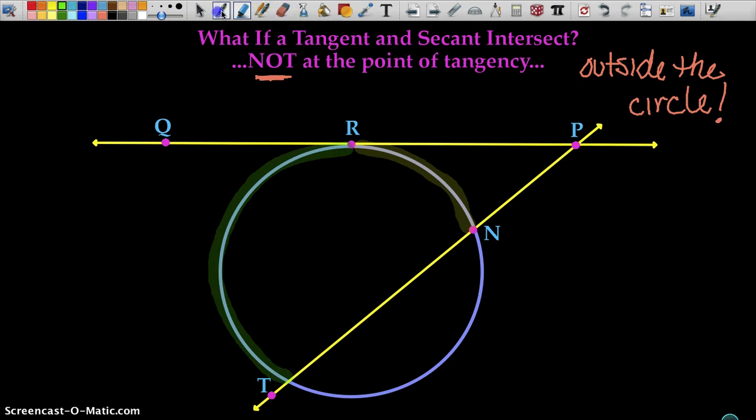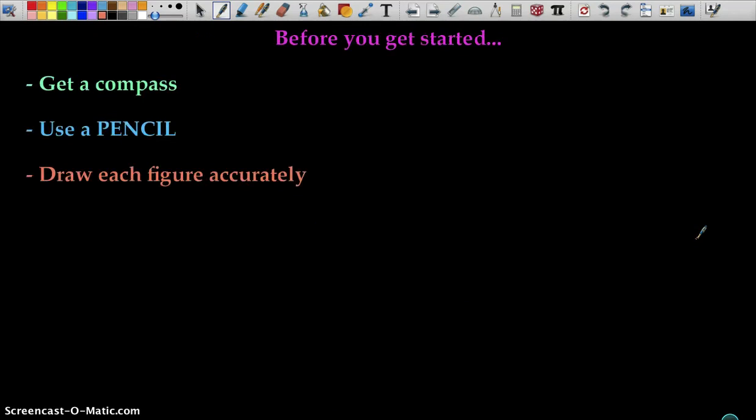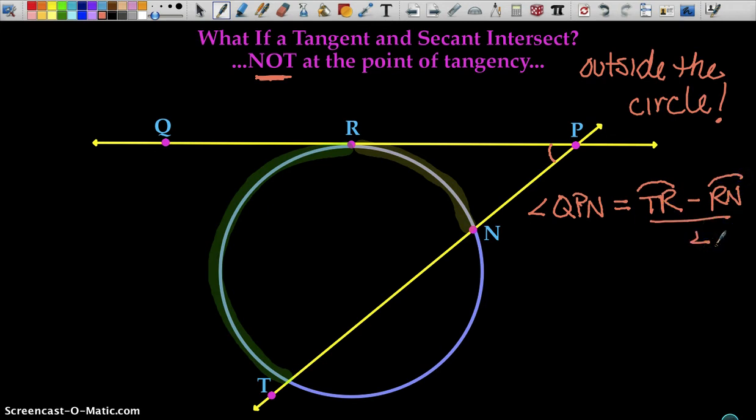All right? Now, if you look back at this first example that we did, the angles were on the inside of the circle, we added and divided by 2. But now we're doing the exact opposite. Now we're doing the opposite where we have the angle on the outside, out here. Well, if we're looking for the measure of angle QPN, what we would do is take our larger arc, so that arc TR, and we subtract RN, that arc, and divide that by 2. So what you'll notice is when they're intersecting inside, we add it and divide it by 2. Outside is the opposite, and we're subtracting and dividing by 2. It's pretty simple.